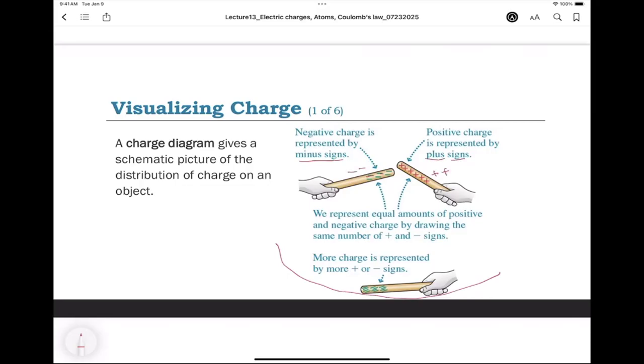We represent equal amounts of positive and negative charge by drawing the same number of plus and minus signs. More charge is represented by more plus or minus signs. This is just a charge diagram. Sometimes, to represent the theory very clearly, we need to draw the charge diagram to explain those things.